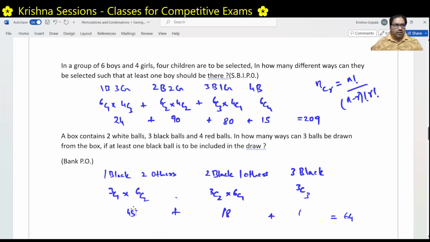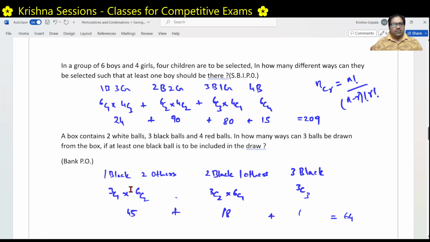So what is remaining? One black ball, and the remaining 2 we can pick from 2 plus 4, 6. If we pick two black balls, the remaining one we can pick from the remaining 6. Similarly, if we pick all three black balls, there's nothing available for the other white and red balls. So one black and two others. What are the number of combinations that are possible? One black is 3C1. And two others: others are white plus red, 6. In total 6, we have to pick 2, 6C2.